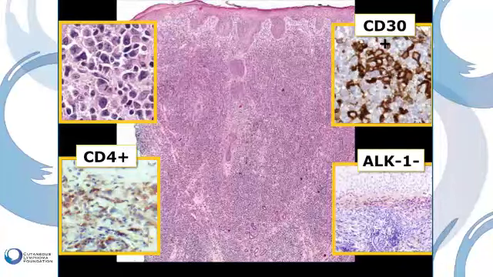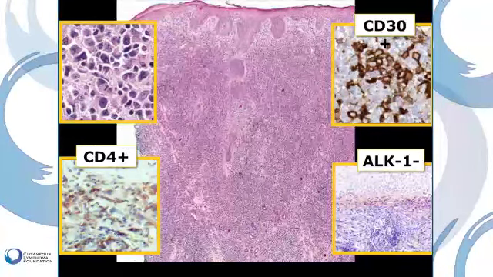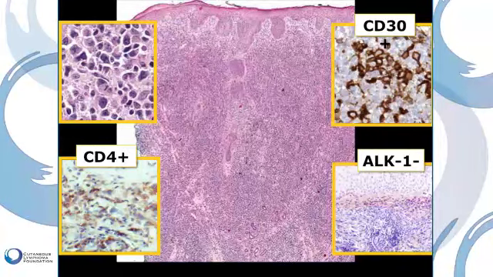At higher power, which is in the upper panel to your left, the cells are very large and highly atypical and irregular. Some immunostains were done which show that the cells are positive for CD30 and for CD4, therefore are T cells that express CD30. And because of the expression of CD30, the ALK1 stain was done, which is negative.